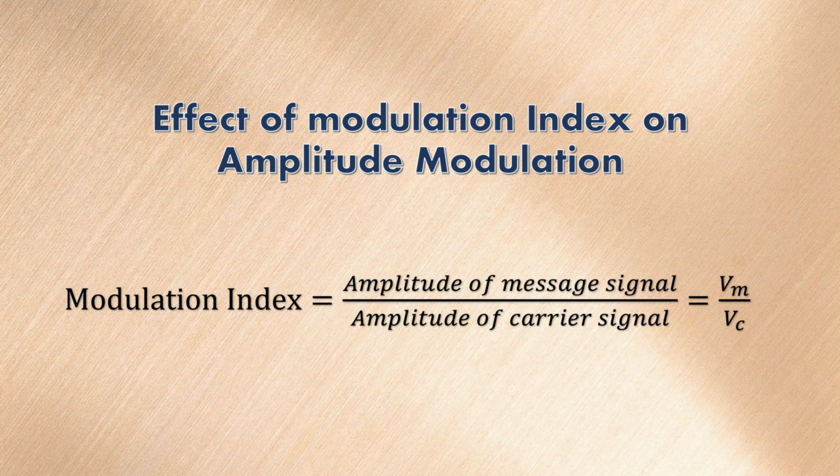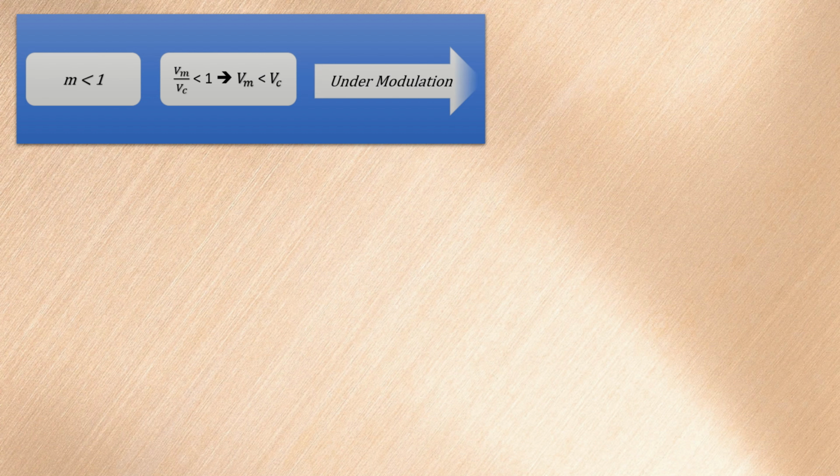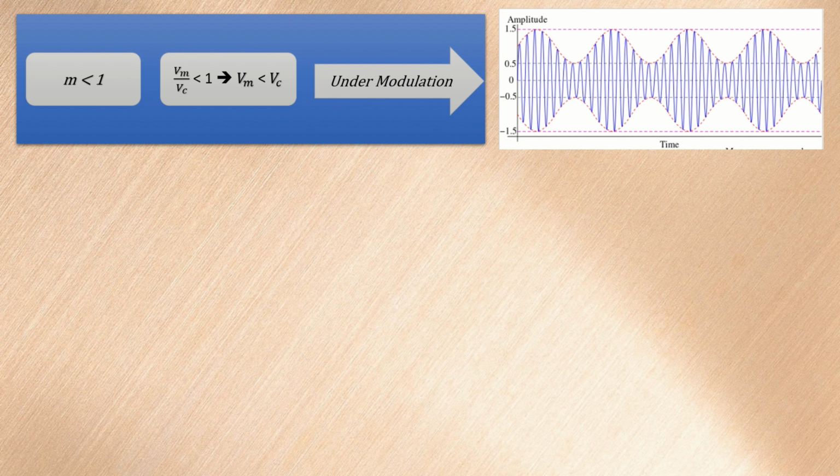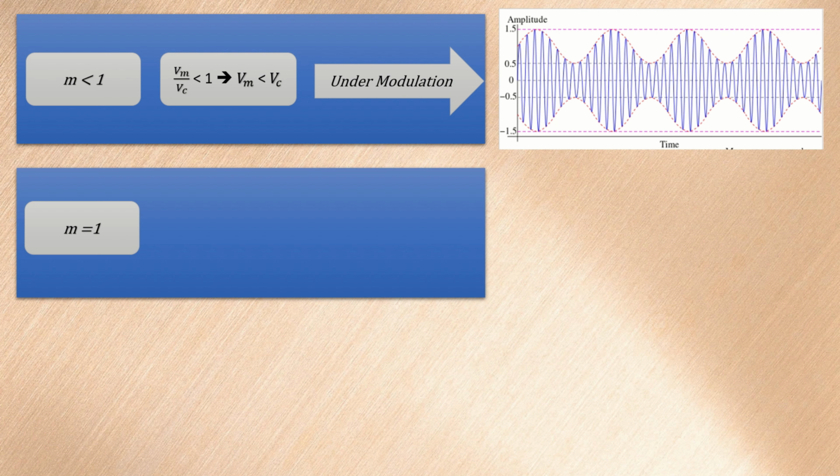Now let us see the effect of modulation index on amplitude modulation. We know modulation index is equal to Vm by Vc. When modulation index is less than 1, that is, when Vm by Vc is less than 1, we can say Vm is less than Vc, and this is called under modulation. In this case, we can recover our message signal.